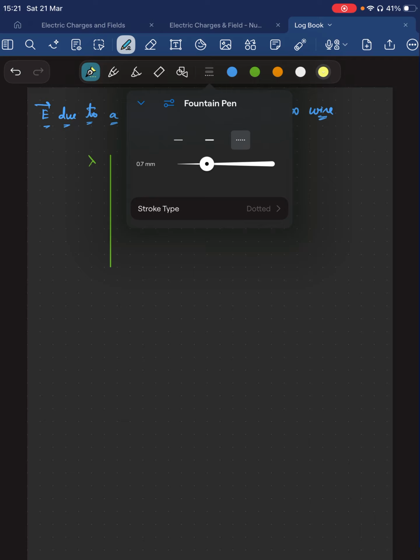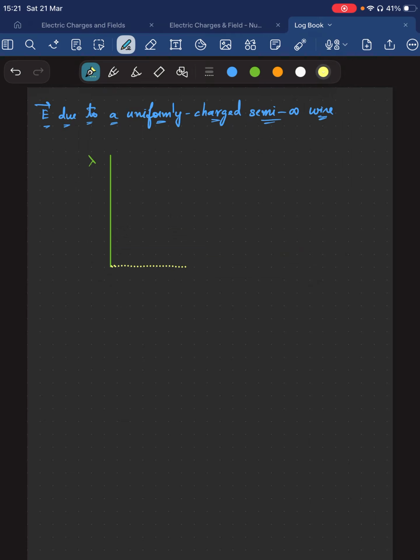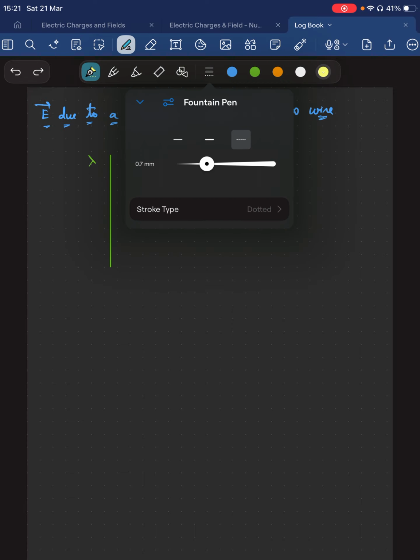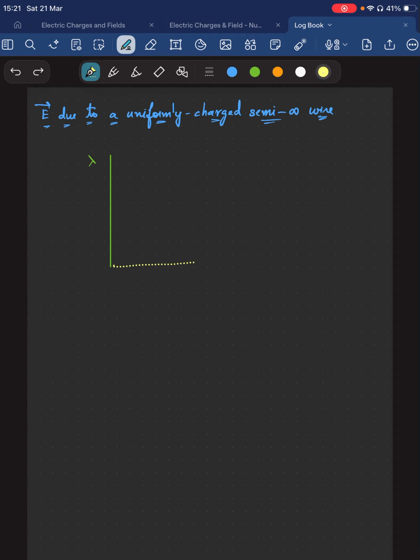By semi-infinite, we mean that we now have a wire, which is again uniformly charged with lambda, and we are finding the electric field at a point P, which is located perpendicular to the end of this wire. So your diagram here would look like this. Now we need to calculate the electric field at this point P.